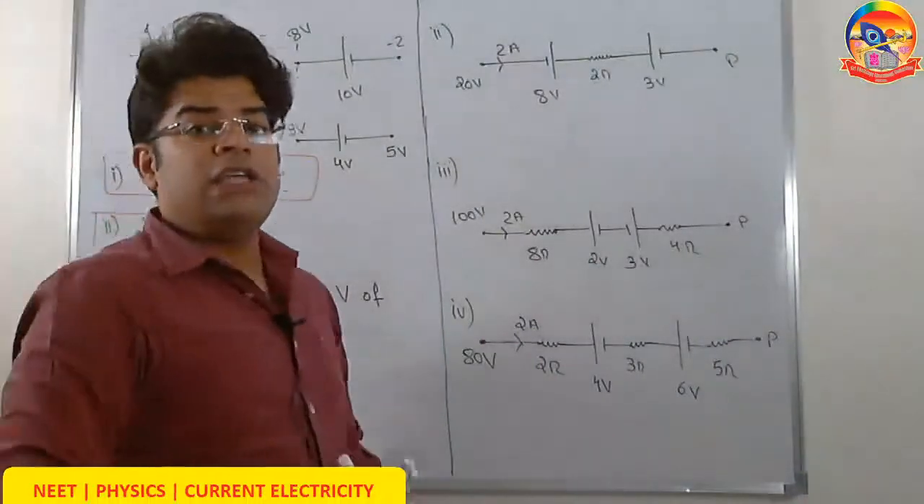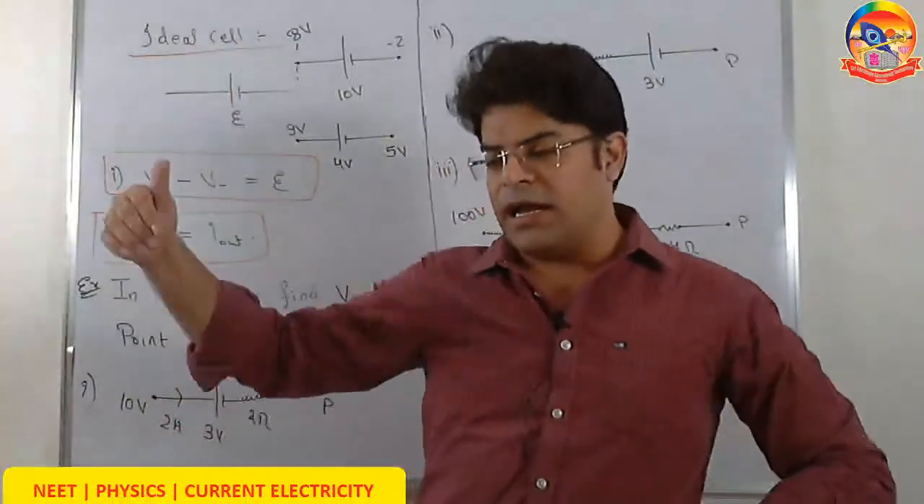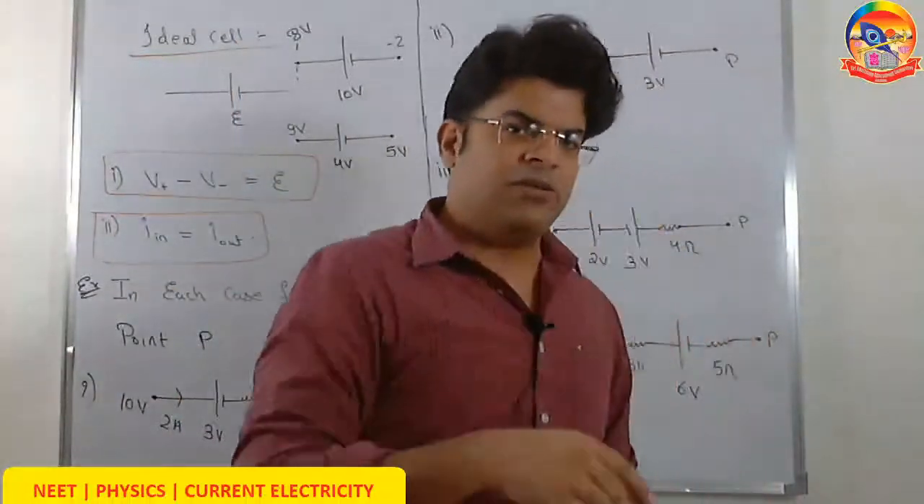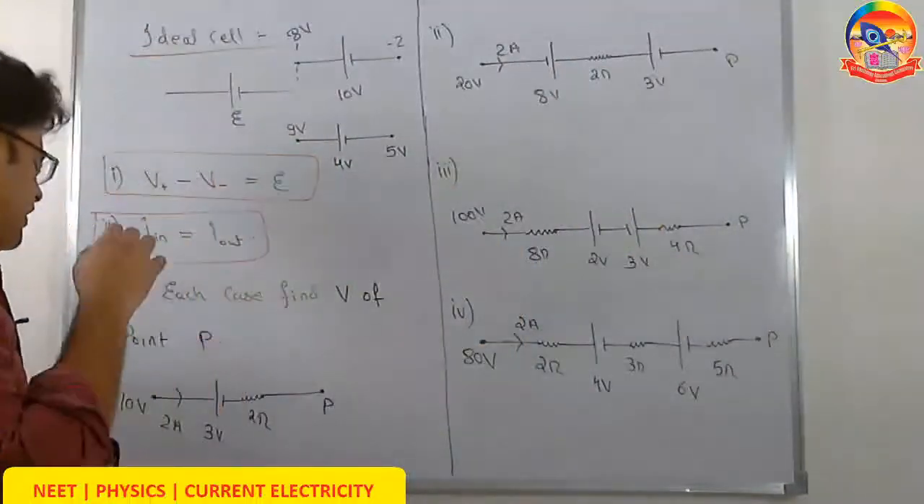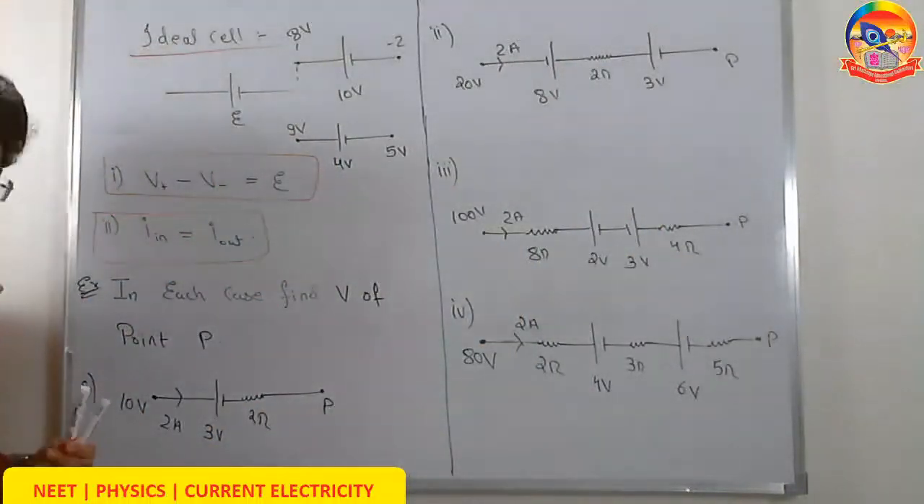A cell only circulates the charge. It does not create the charge. So the current entering the cell must be equal to the current exiting, or the current exiting the cell must be equal to the current entering. So these are the two dharmas of a cell that you must know. Now let's practice some problems.